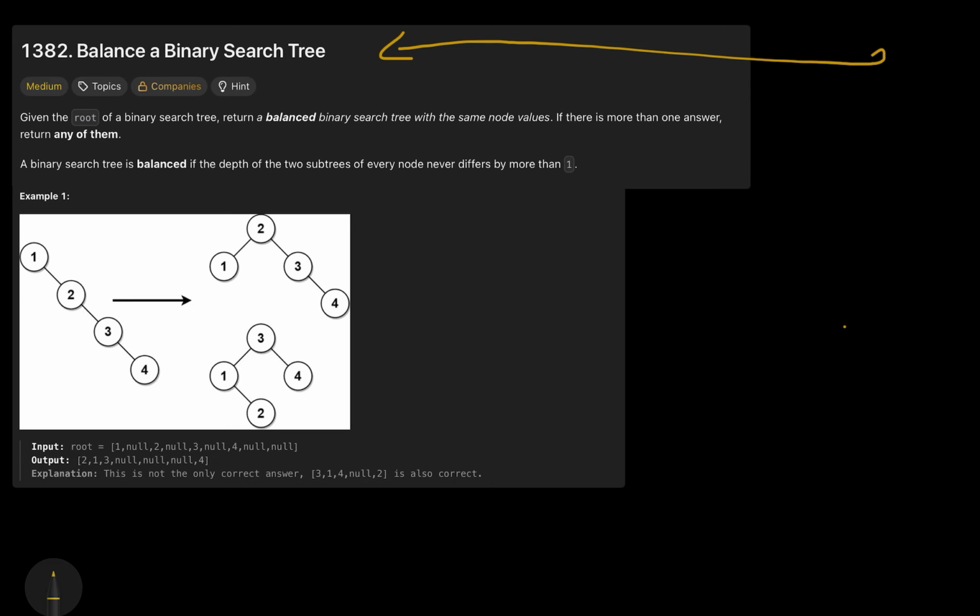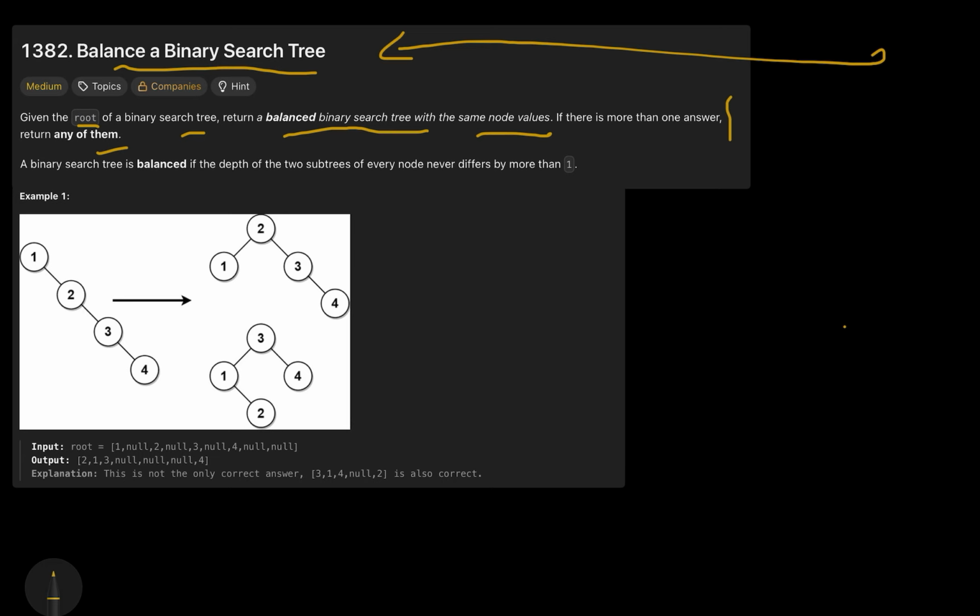Hello everyone. So today we are going to solve this LeetCode problem, which is balance a binary search tree. What this question says is that we have been given a root of a binary search tree and we have to return the balanced binary search tree with the same node values. And if there is more than one answer, we can return any of them.